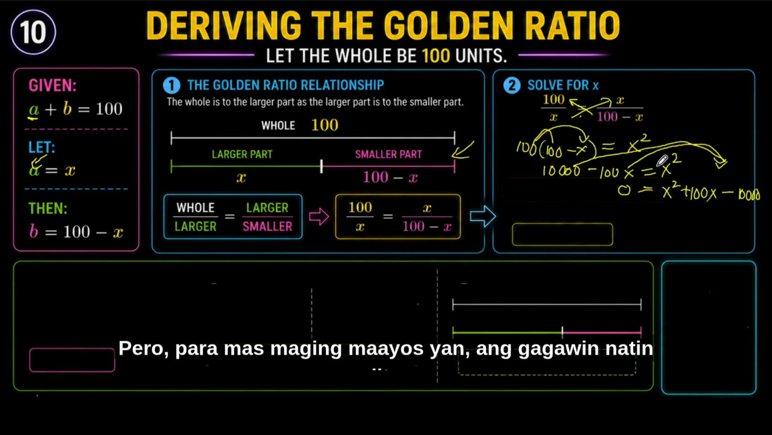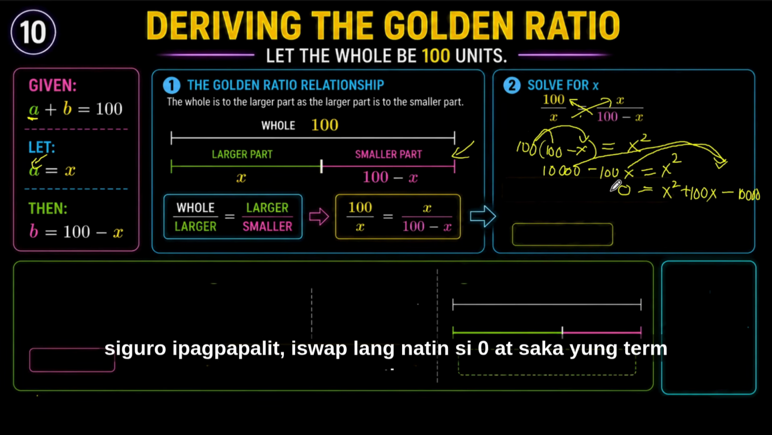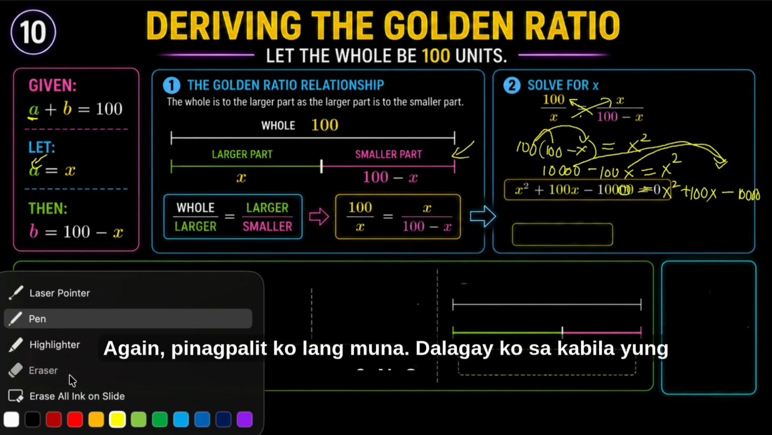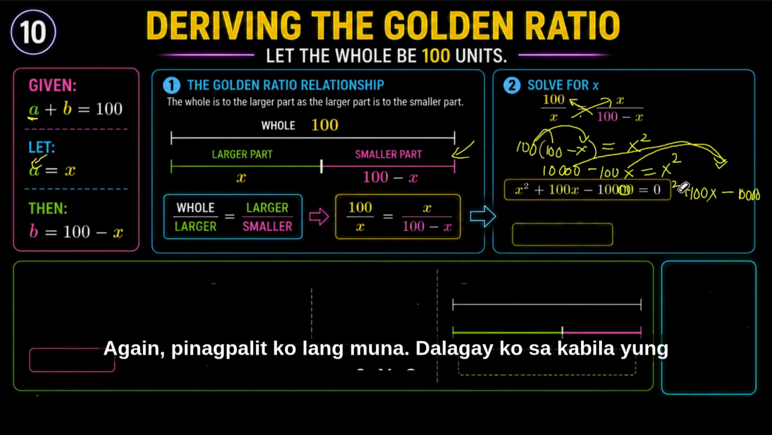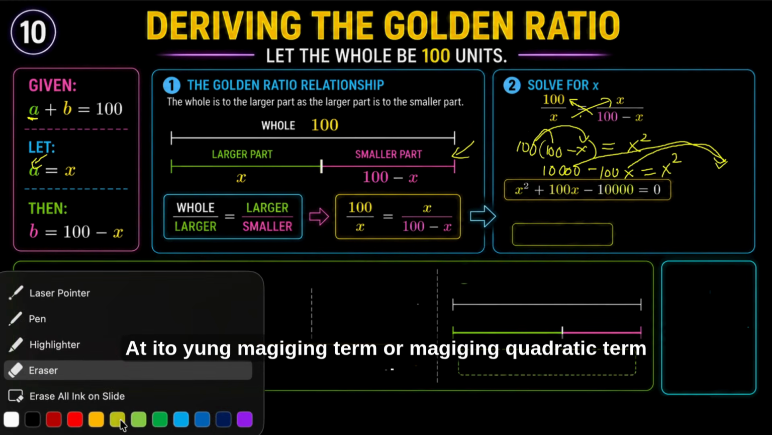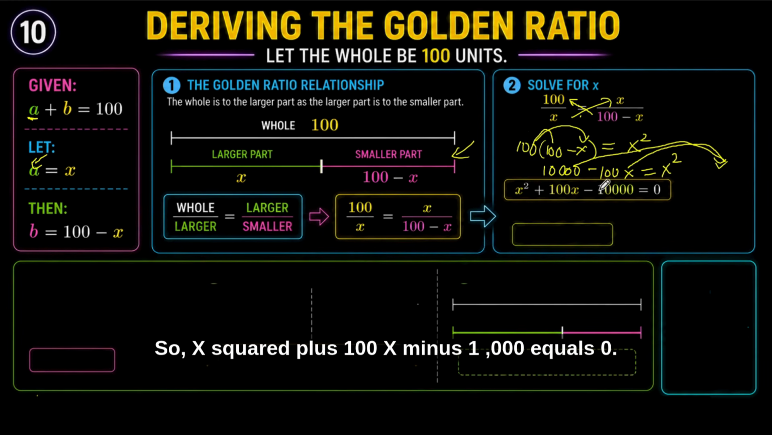Pero para mas maging maayos yan, ang gagawin natin dito, siguro ipagpapalit, swap lang natin si 0 at saka yung 3 terms na yan. So, magiging ganito na siya. Okay? Again, pinagpalit ko lang muna. Ilagay ko sa kabila yung 0. No? At ito yung magiging quadratic term natin. So, x squared plus 100x minus 10,000 equals 0.